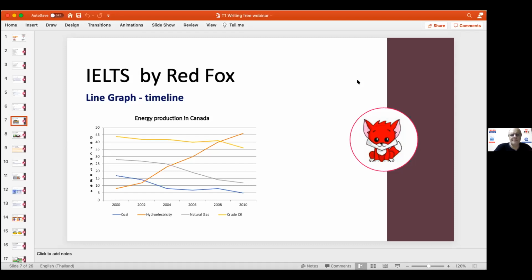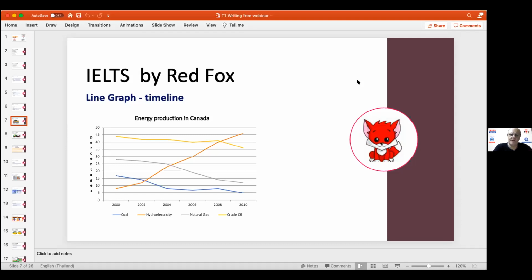So what would we have to do here? We need to make those comparisons. We can contrast hydroelectricity with everything else. We can express the similarity between coal and gas. But the main thing we need to do is to describe the changes, and hydroelectricity here has a very rapid and continuous upward movement. All of the rest are relatively slow and downward. So again, we're sort of comparing there also.